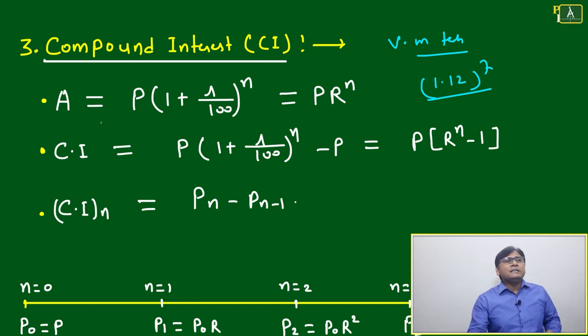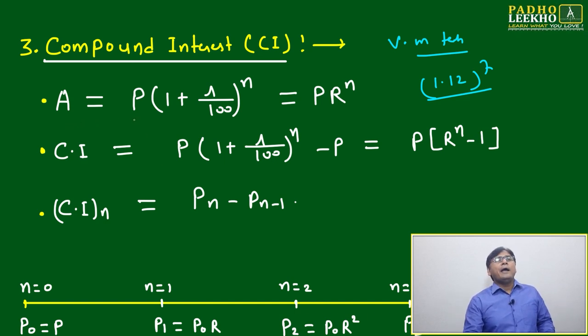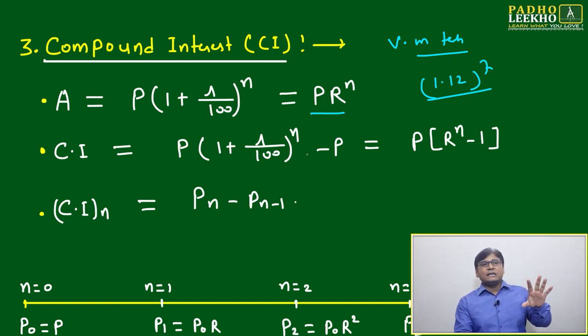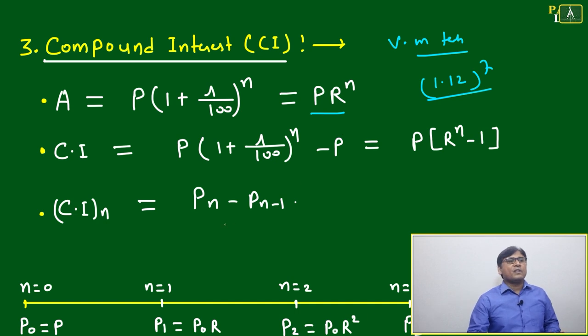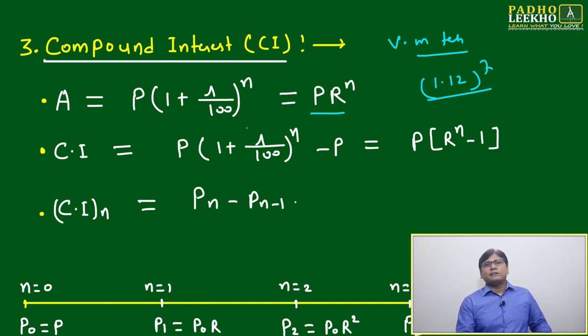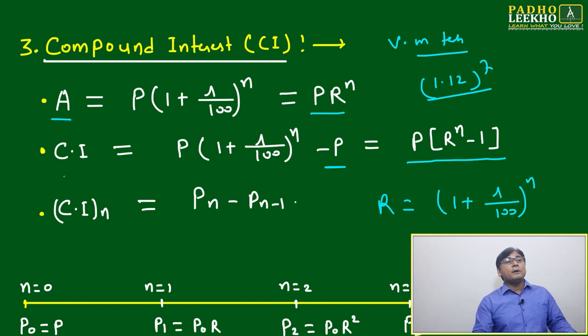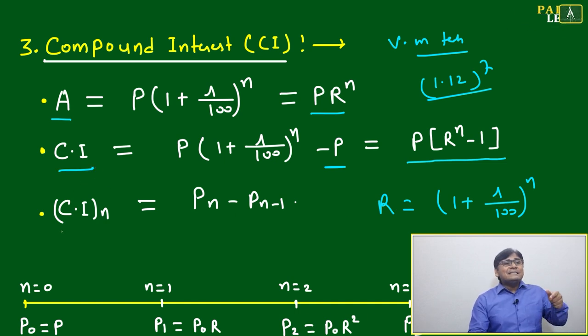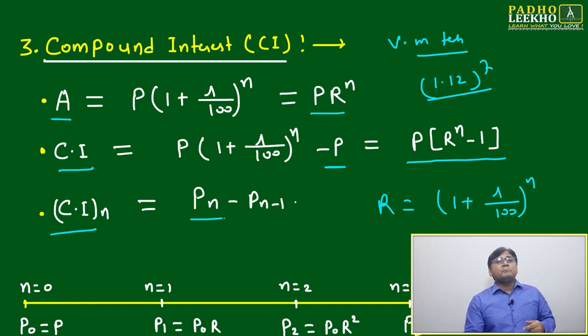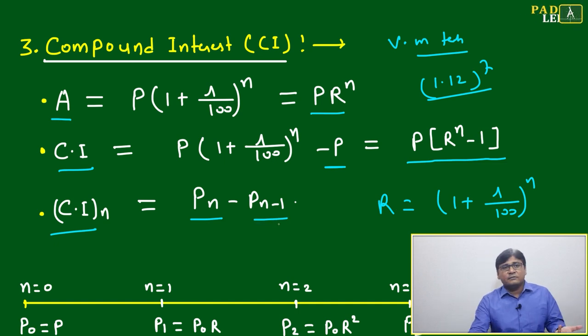Then your total amount in compound interest will be equal to P into 1 plus R by 100 to the power N. That you can also say is P into R to the power N, where R equals 1 plus R by 100. Here this is your total amount, not only the compound interest. Then how will you find only the compound interest? Just subtract P, then it will be P into R to the power N minus 1. That is your compound interest only. Compound interest in the nth year, how will you find? Pn minus Pn minus 1, correct?